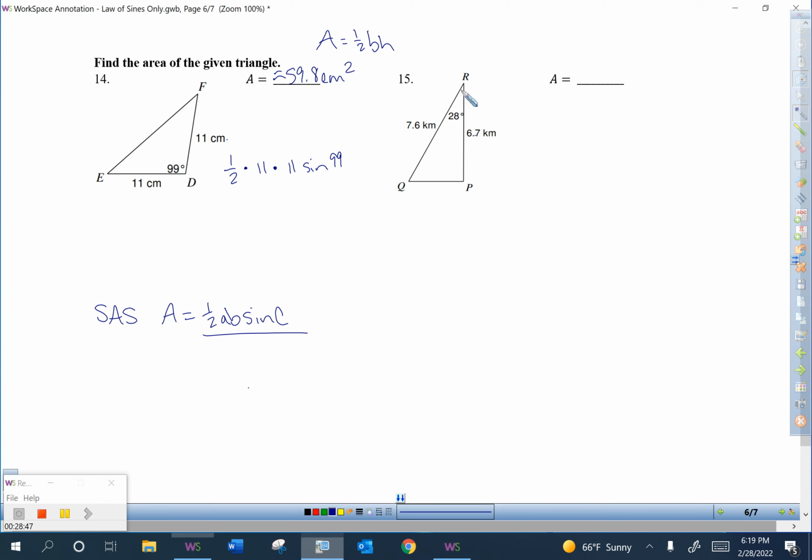Okay, formula again, 1/2 AB sine C. Make sure you have this written down. Pause the video and take care of number 15 for me. The only thing you have to really check for is that the angle you have is between the two sides you have, and that's set up for us. So the rest is just making sure you throw it in your calculator correctly, and that's about 12.0 kilometers squared.